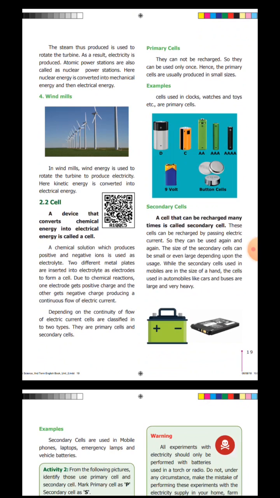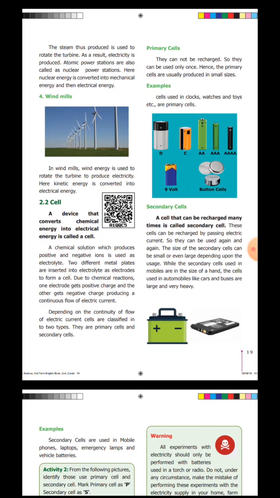So what is chemical energy? Chemical energy is the energy stored in the bonds of chemical components. What components? Chemical components. So that is the energy stored in chemical components such as atoms and molecules. The chemical energy is released due to a chemical reaction. It is also released in the form of heat. Okay, so here, what is a cell, children? A device that converts chemical energy into electrical energy is called a cell.